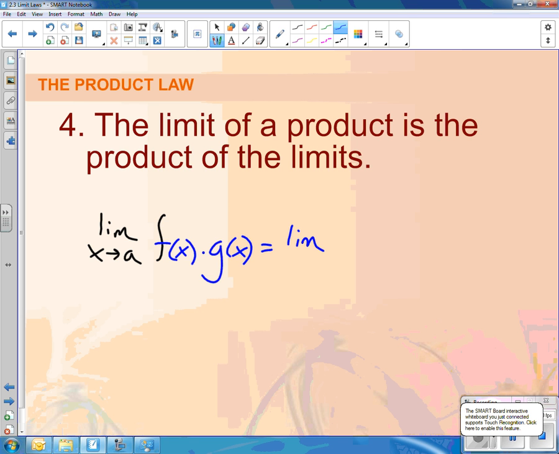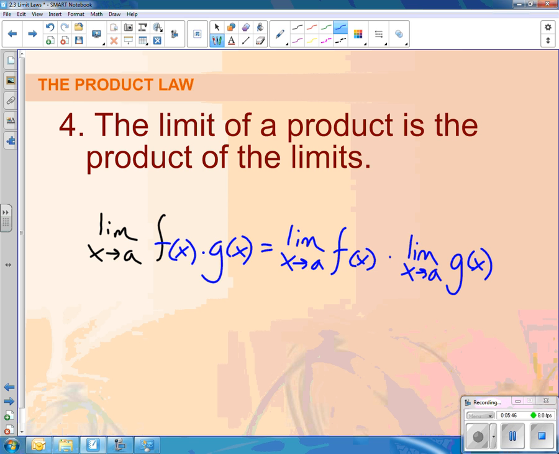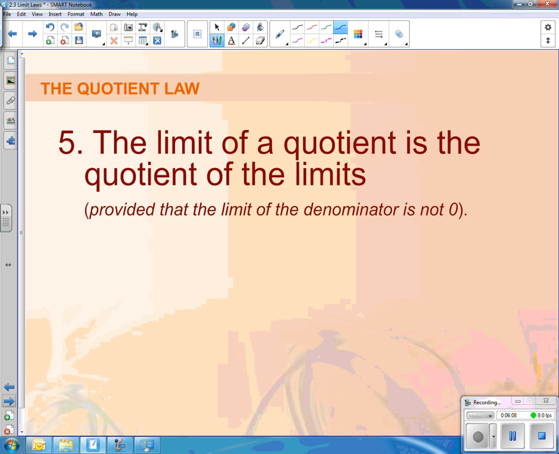Equals the limit as x approaches a of f of x multiplied by the limit as x approaches a of g of x. I forgot my brackets. Got to make sure I have those in there so that I know I'm working with the limit of a product. Again, I have both those limits that exist, so I can separate them into their individual limits. I'm not going to do an example of this one yet either. I'm just going to keep going. We'll make sure to practice these examples in class next time.